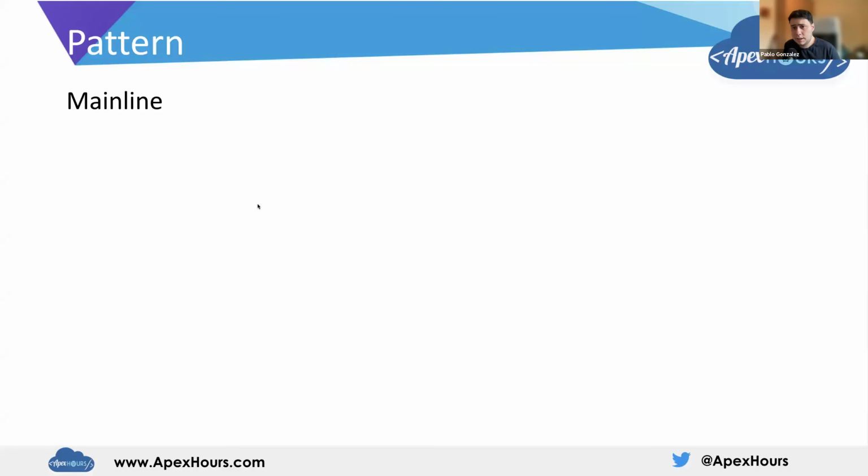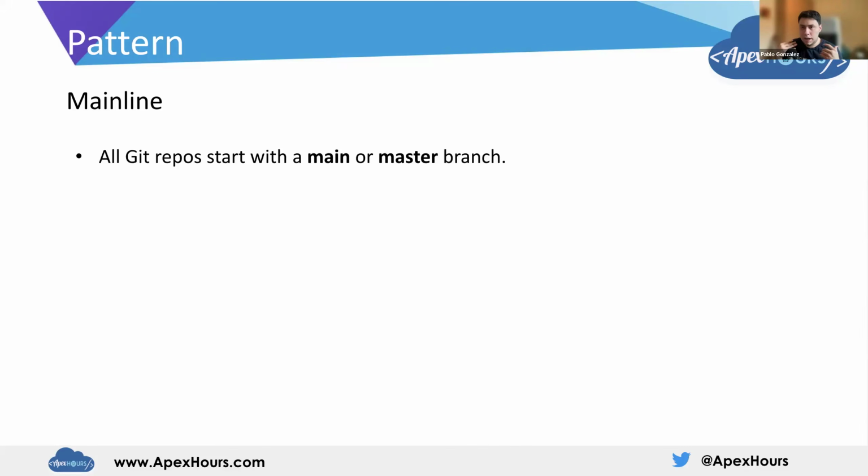So the first pattern is the mainline. Basically, every single Git repo starts with a single branch, which used to be known as master. Now it's called main. The mainline is the basis of everything else that you do in that Git repo. It's also known as main, master, mainline, trunk. These are all the same things, right? So if you hear trunk versus main, master, it's the same concept.